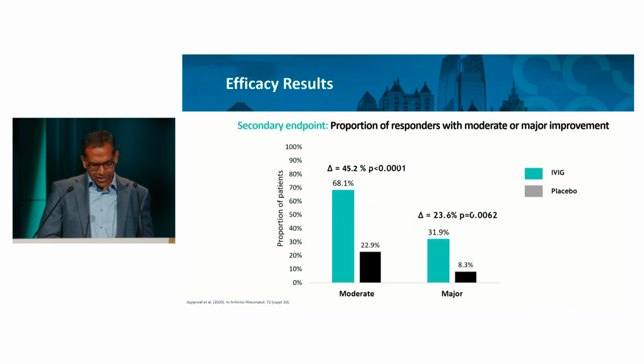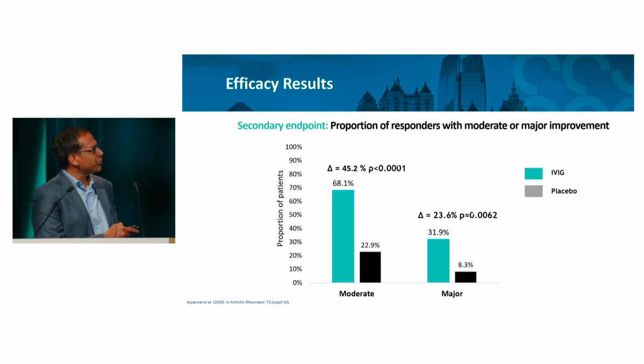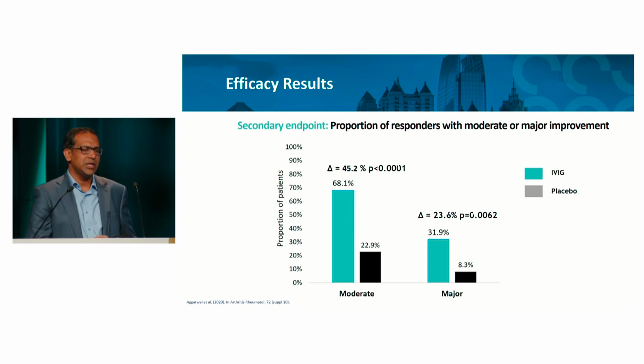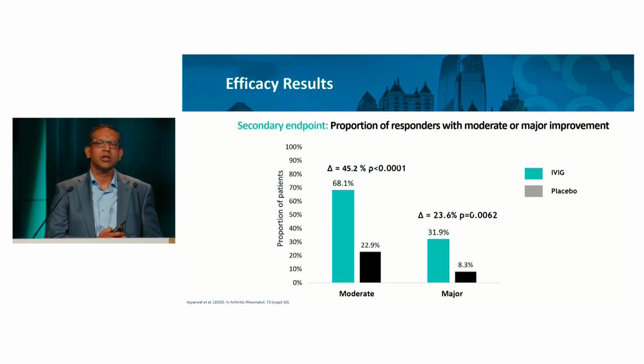And to my surprise, I was very pleasantly surprised that moderate improvement was achieved by 68% of patients, which is 3 times as much as the improvement in the placebo group. And the major improvement, which is very difficult to achieve, especially at week 16, was achieved in almost 32% of patients, which is 4 times that of the placebo. So these were highly statistically significant results, no matter how you see it.